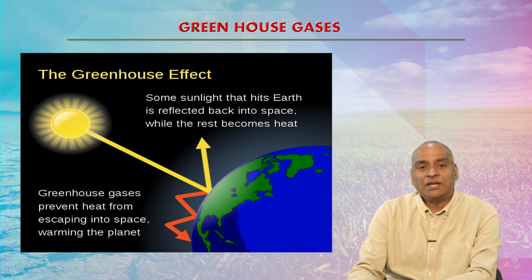So a little bit of greenhouse gas is a good thing, but when the greenhouse gas concentration gets higher, then warming of the planet takes place. This is what is shown in this diagram. When there is reflection after heating, it becomes infrared radiation, long wavelength radiation, and when it is reflected back, the gases in the atmosphere absorb them and do not allow them to pass back to space, and that results in the warming of the planet.